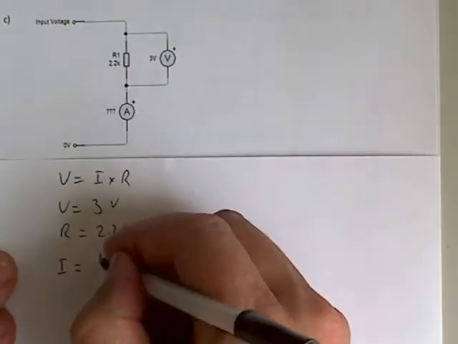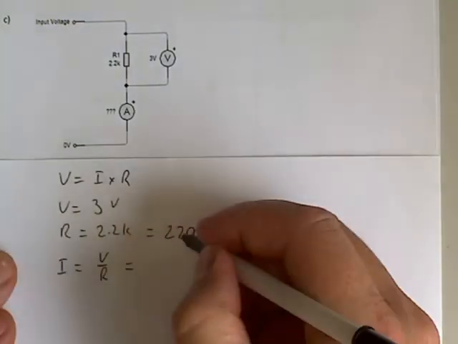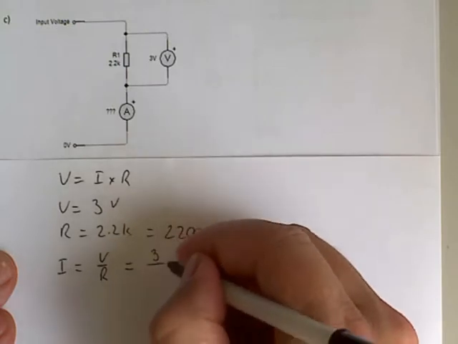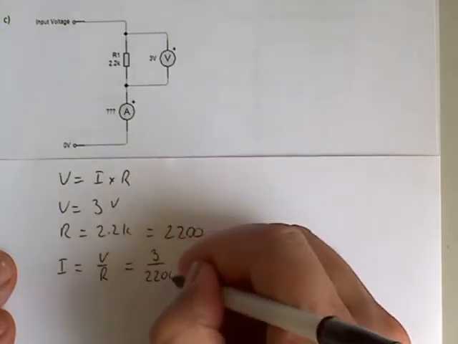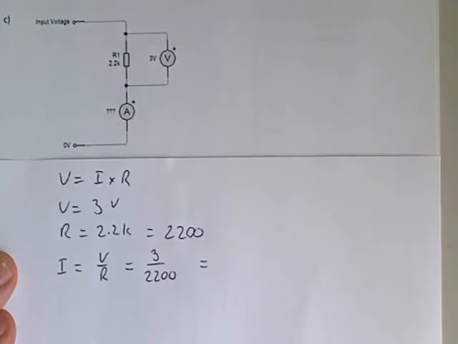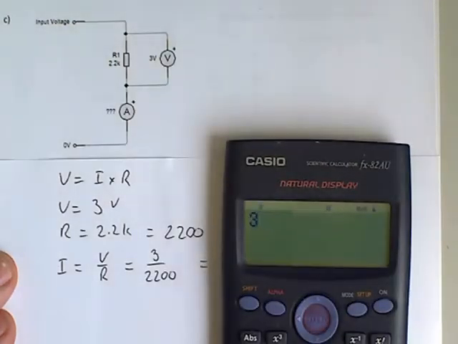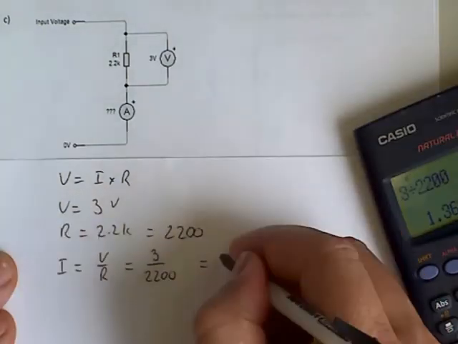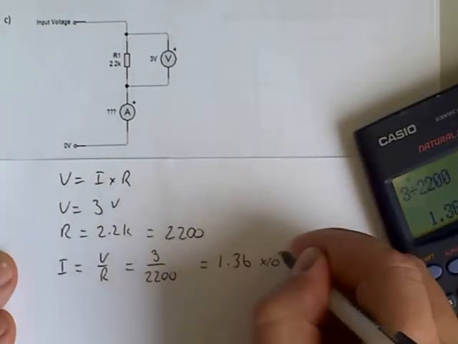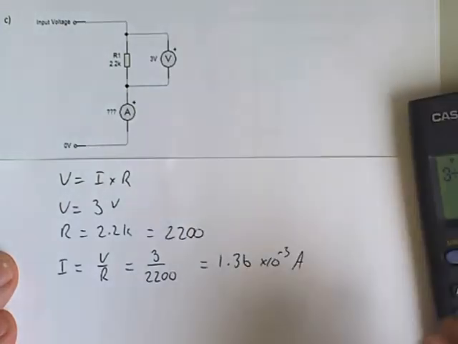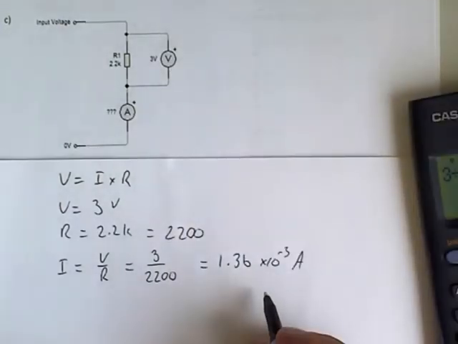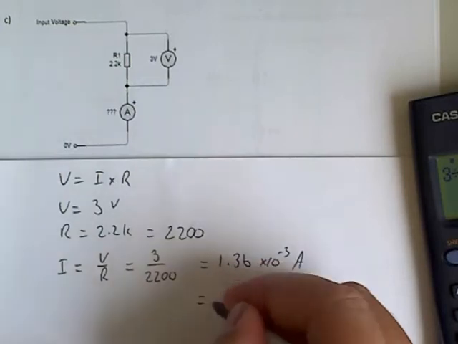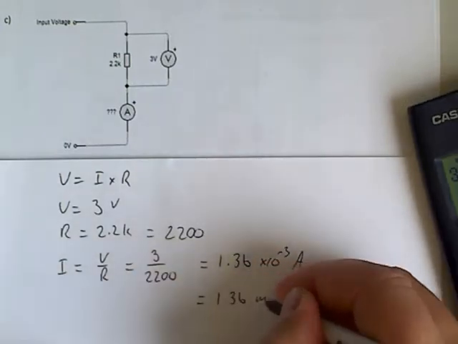So I equals V divided by R equals 3 divided by 2200, which equals 1.36 times 10 to the minus 3 amps. And if you remember, 10 to the minus 3 is milli, so it equals 1.36 milliamps.